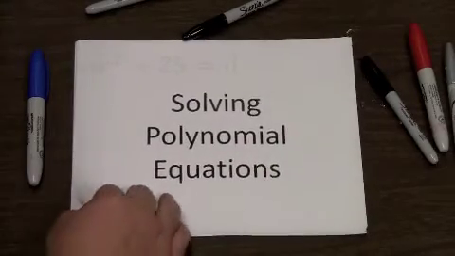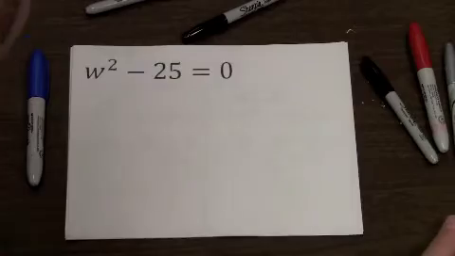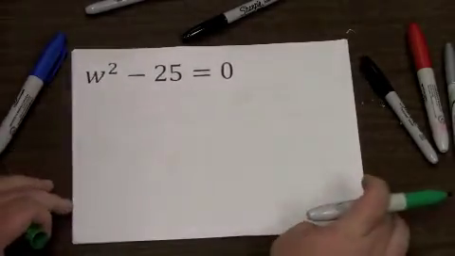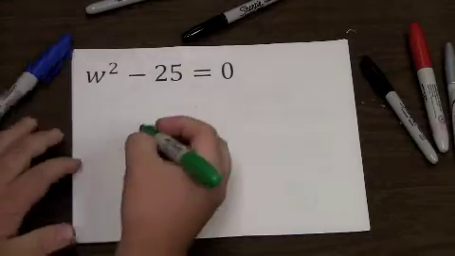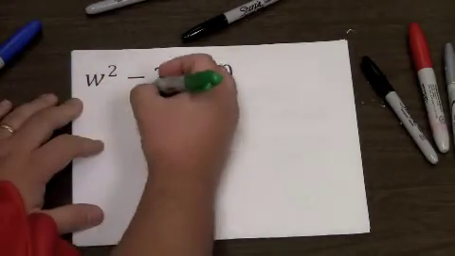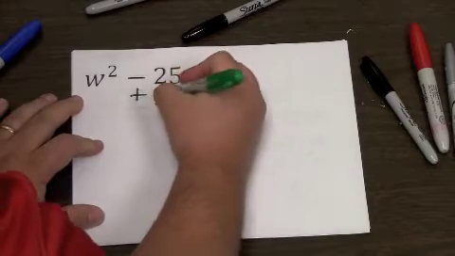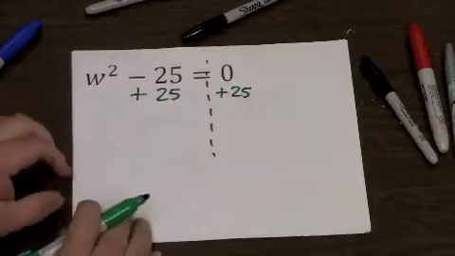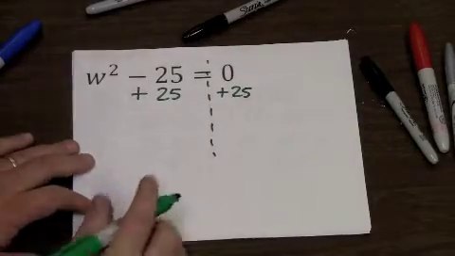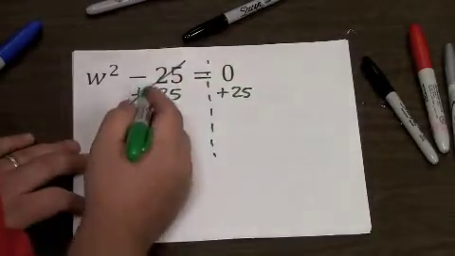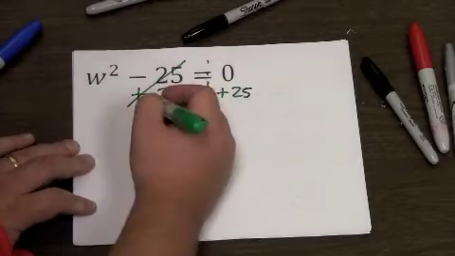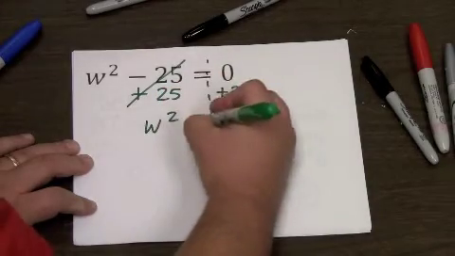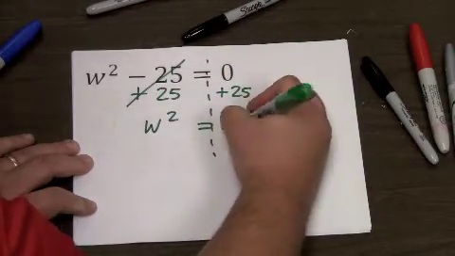Okay? Well, let's go back and look at the old method. In an example like this, w squared minus 25 equals 0, what we would do is isolate the w. So I'm going to add 25 to both sides. Just to remind you that the equal sign is the divider line. The reason we add is because we're getting rid of subtraction, and whatever we do to one side we must do to the other side. So that leaves me with w squared equals positive 25.